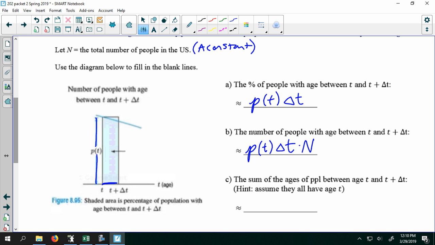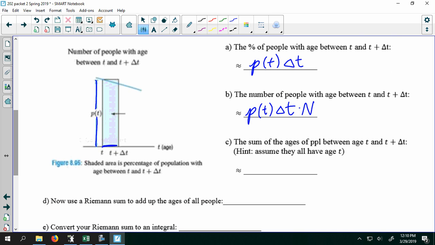Then I want to sum the ages of people between t and t plus delta t. So let's say I want to count up all the people who are age 21. I would do 21 plus 21 plus 21 plus 21 and keep adding 21s for the total number of people. Okay. So I know the number of people that have a constant age. The number of people is p of t delta t times N. And then that's the number of people who have age t. So I want to multiply by their age. And that will be the sum of all their ages.